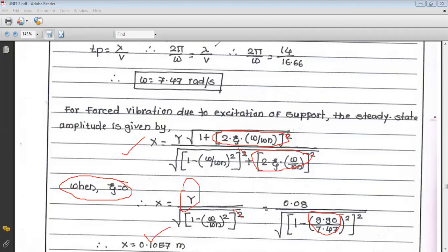So this is a simple example. We only have to use the formulas.